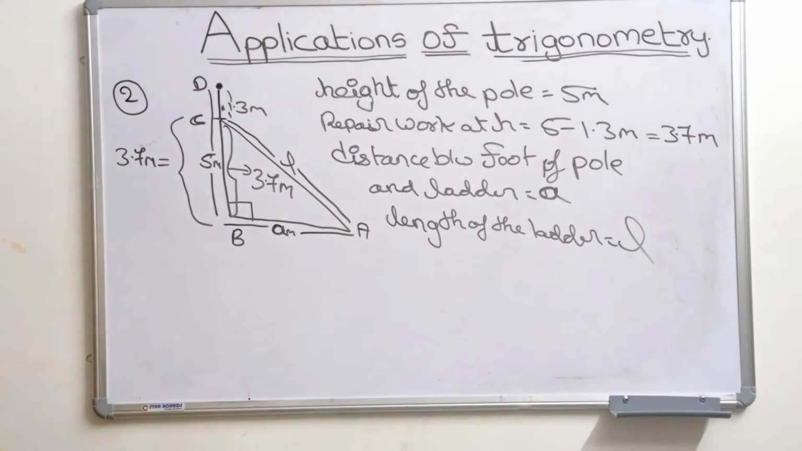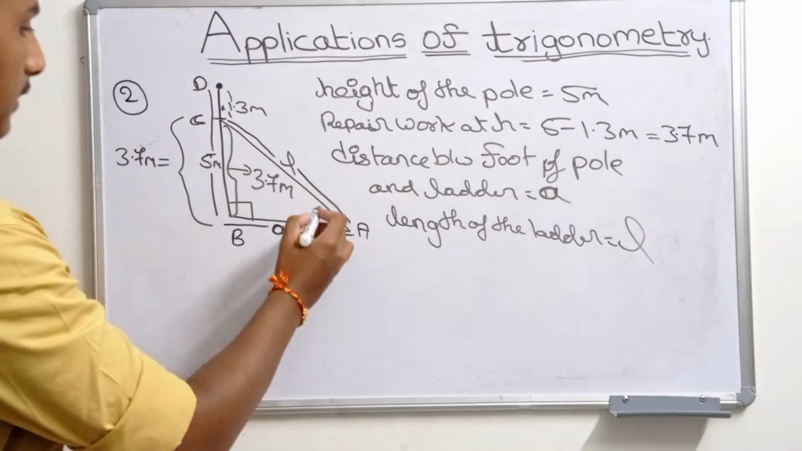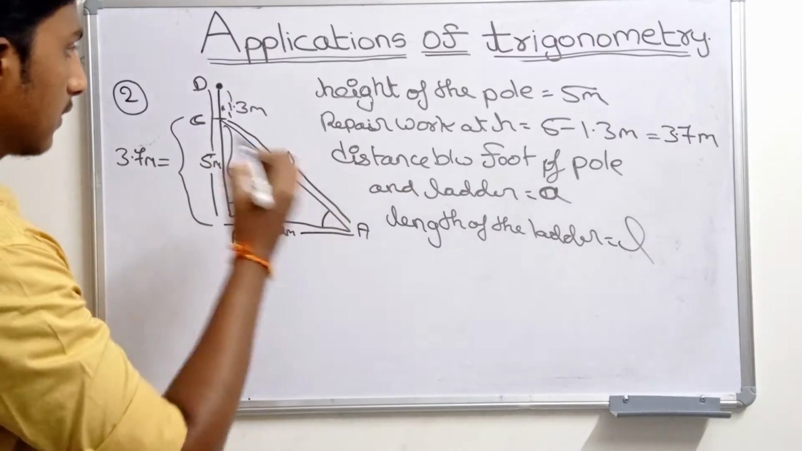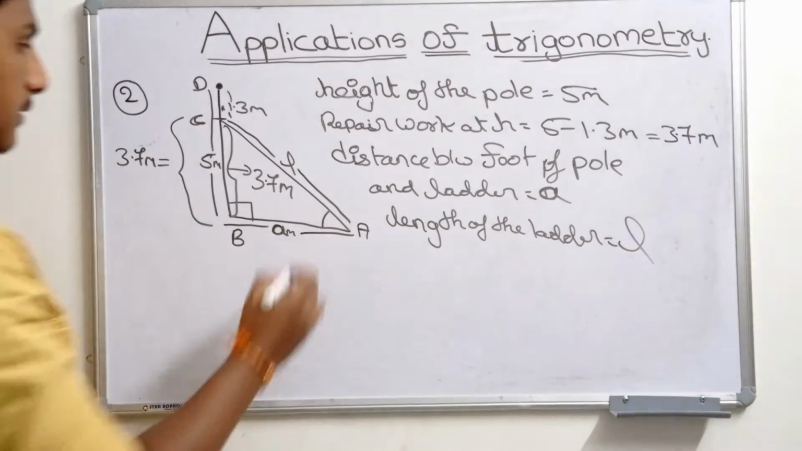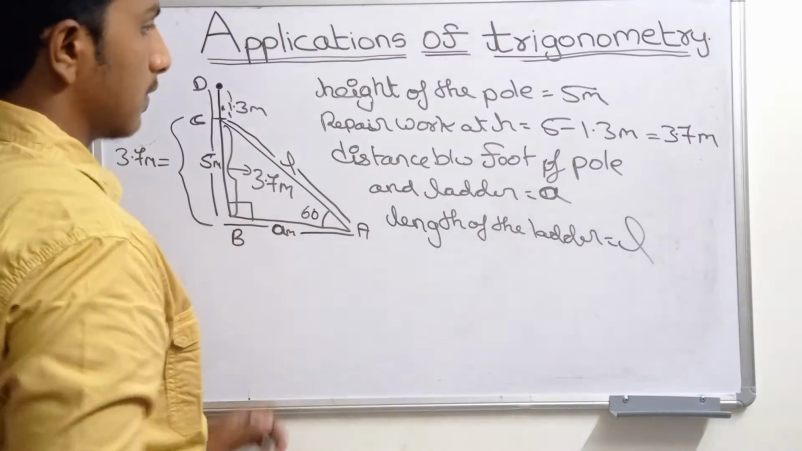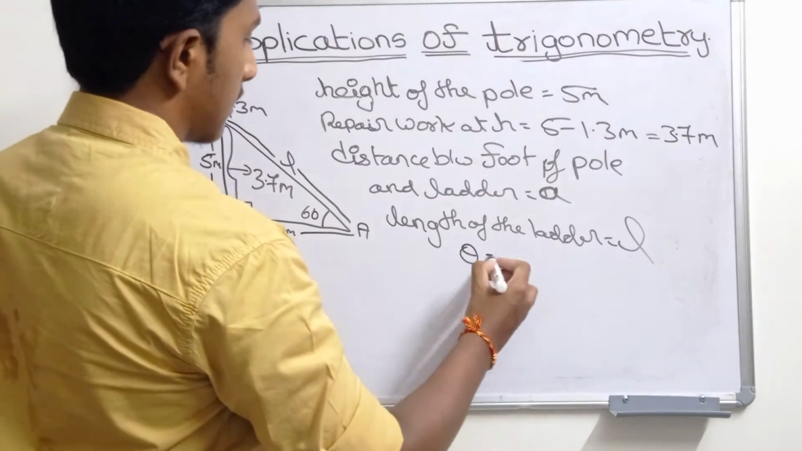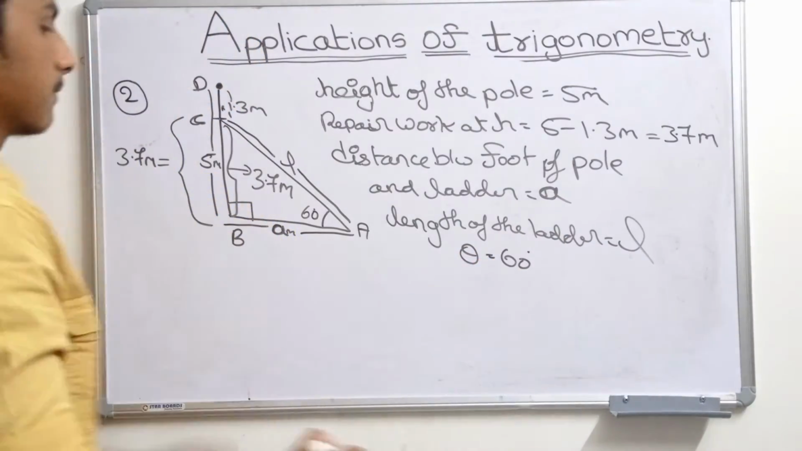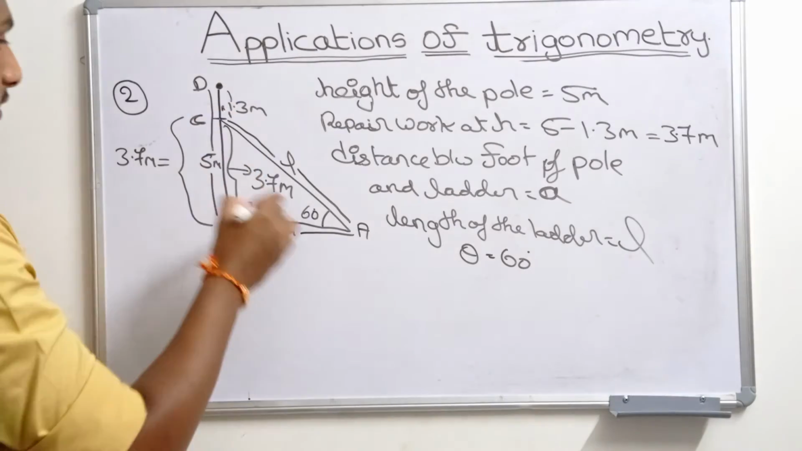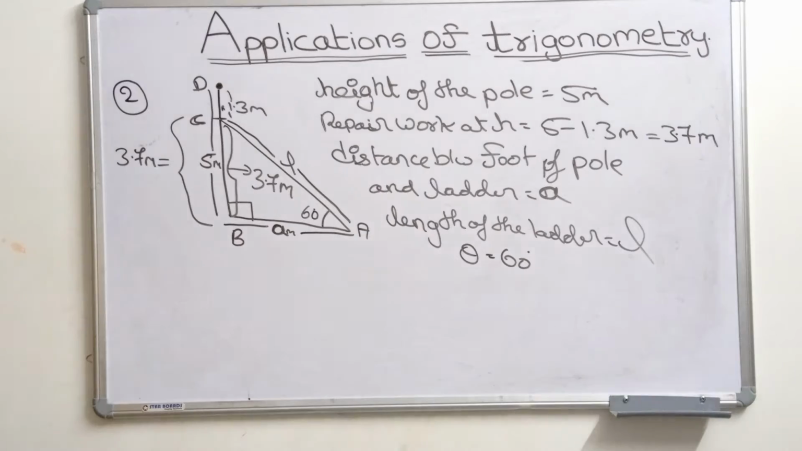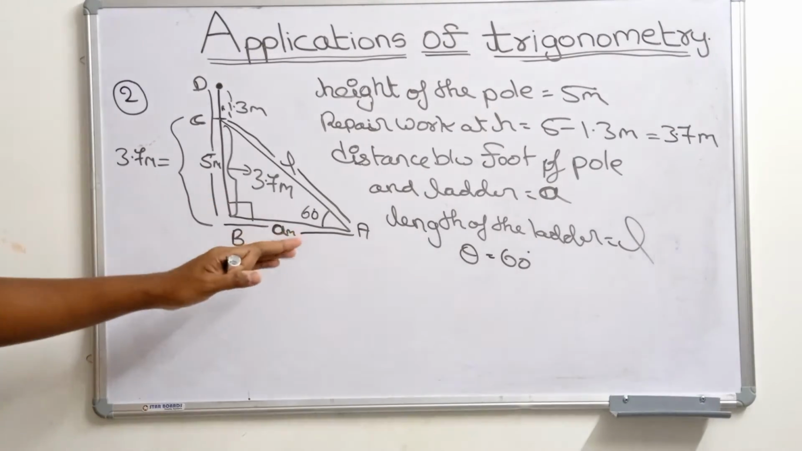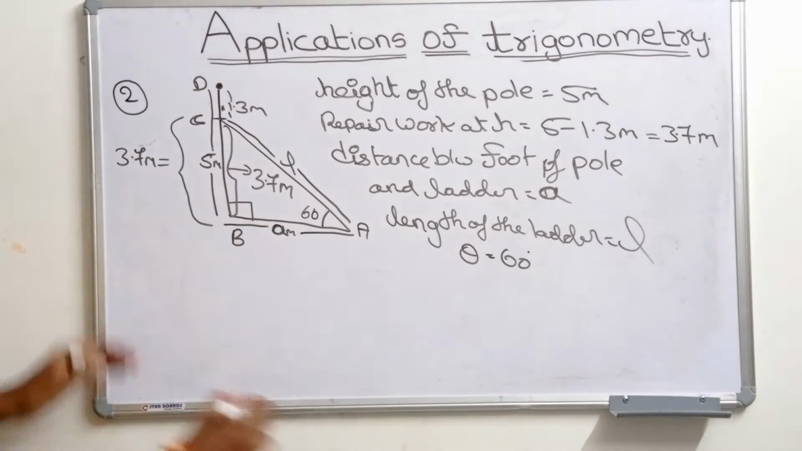Okay, now where is the angle taken? The angle is taken here. Angle is taken to be 60 degrees. That means theta is equal to 60 degrees. So we have the opposite, and we have to find the adjacent and hypotenuse. First we'll go with finding the adjacent.